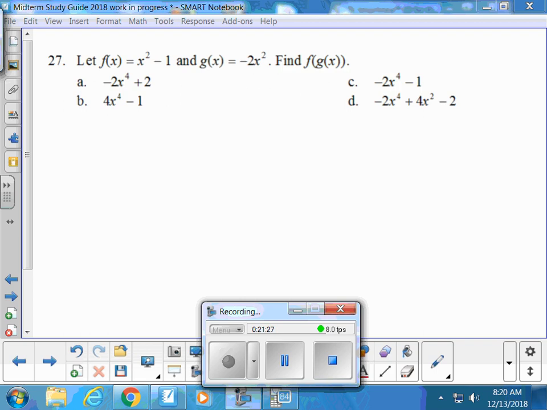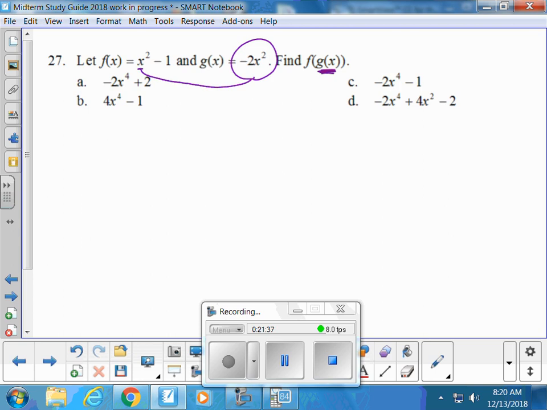Alright, so here's where we're at. We're doing f of g of x. F of g of x. So you're going to take the whole entire function g of x. You're going to circle it. And you're going to put it in right about here.